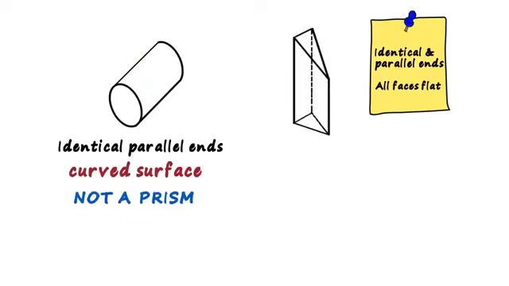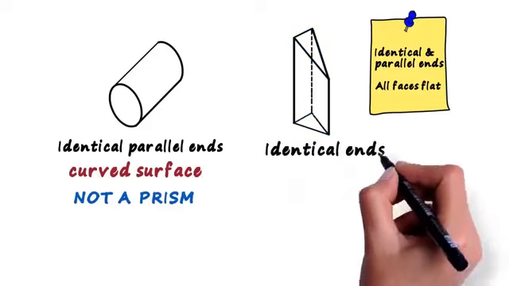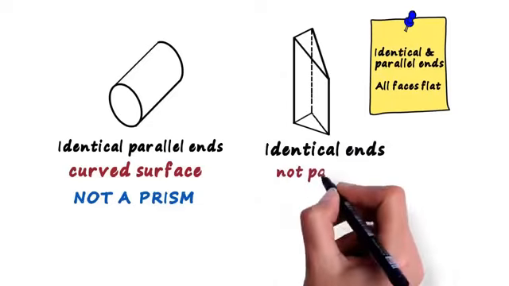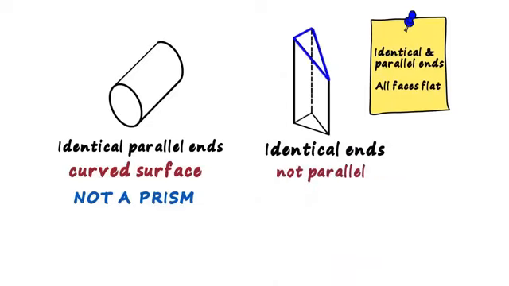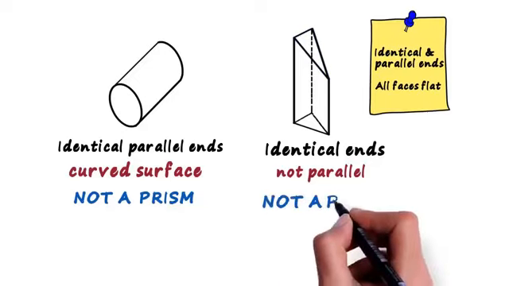Here's another figure. First, we look at the ends. Both are triangles, and hence we can say that this figure has identical ends. But wait, they are not parallel. The upper triangle is slightly tilted. So this figure as well is not a prism.